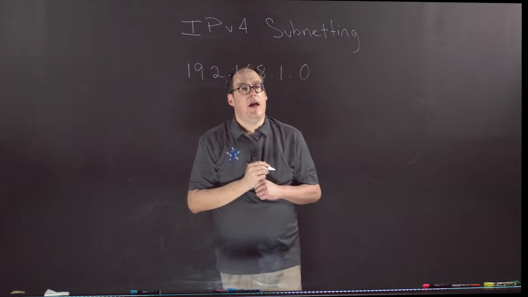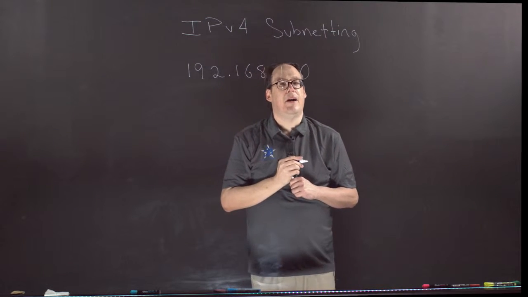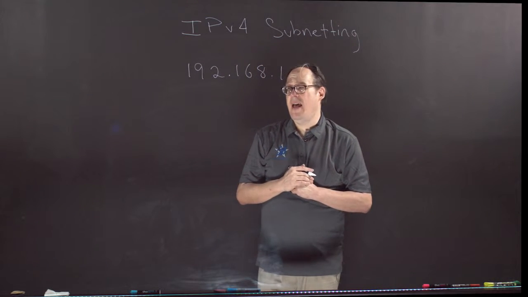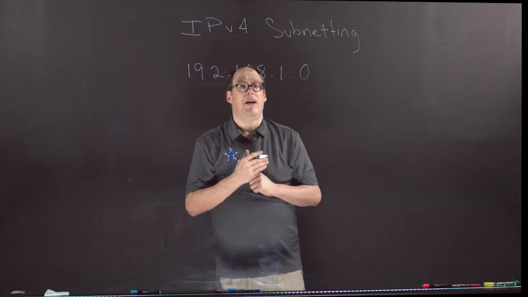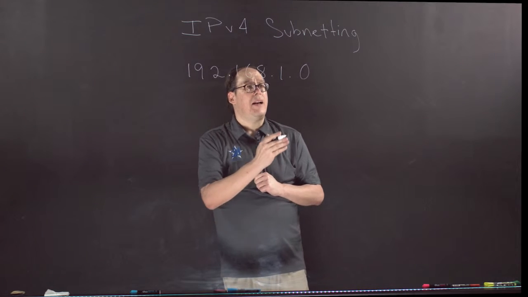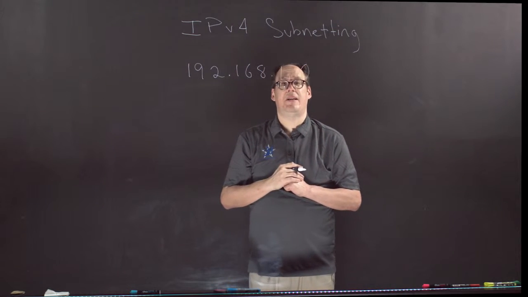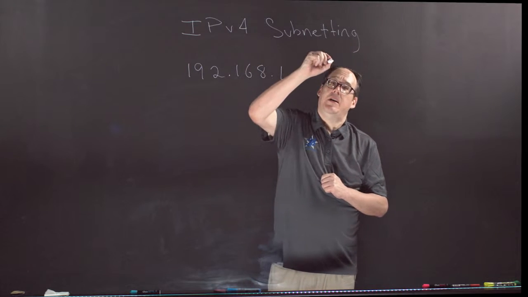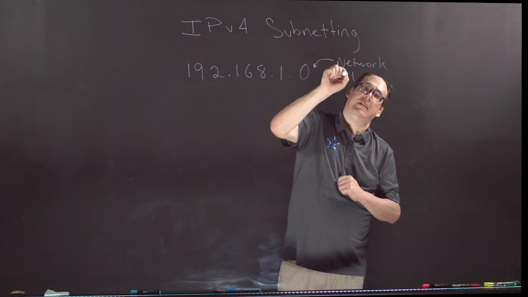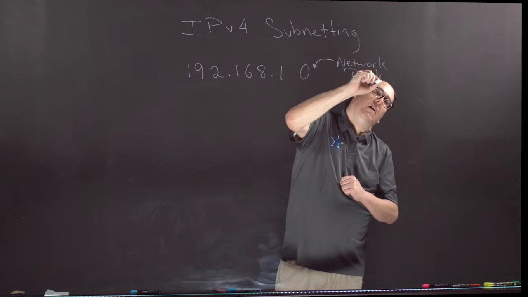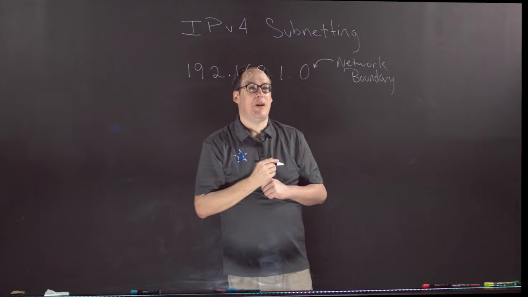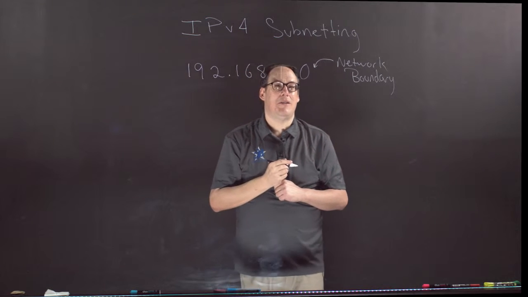192.168.1.0. Now, I say this is a common network because it's used in many wireless routers or other devices as a default address. One thing we know about it is it's a Class C address, but when we look at it, we notice this trailing 0 at the end. This is actually the network boundary. So I'm going to write this down here, and you can remember that a network boundary is the actual place at which we subdivide the network, but we don't actually use it in our numbering.